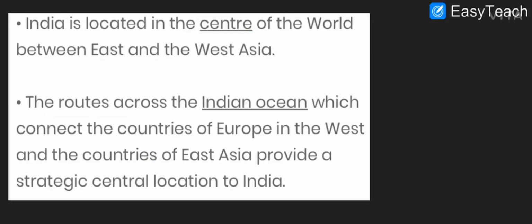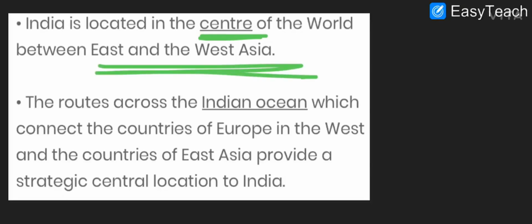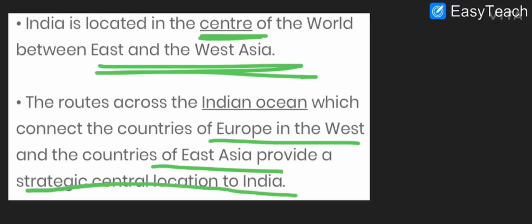India is located in the center of the world between East and West Asia. The routes cross the Indian Ocean, which connect the countries of Europe in the west and countries of East Asia, and provide a strategic central location to India. Now, why strategic central location? Can you tell me?